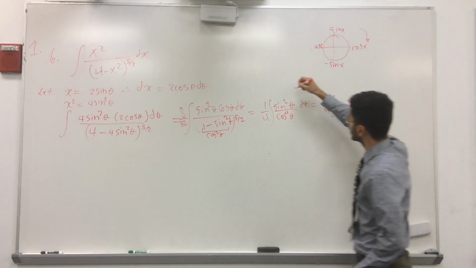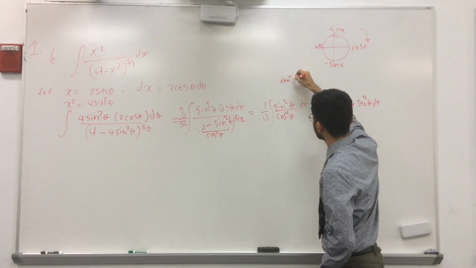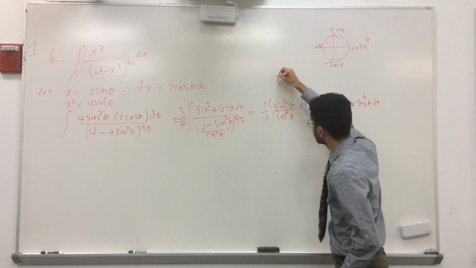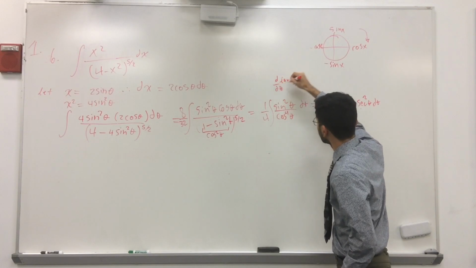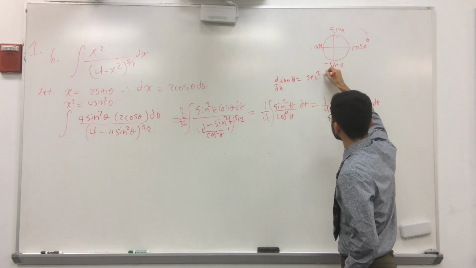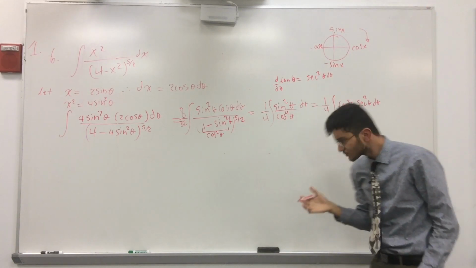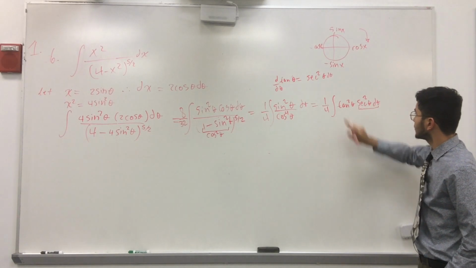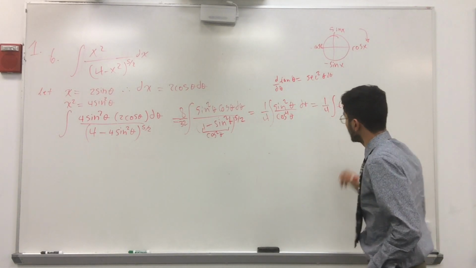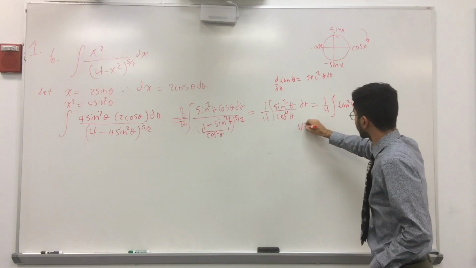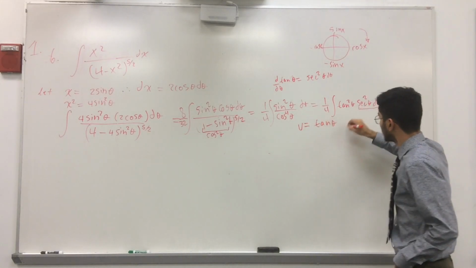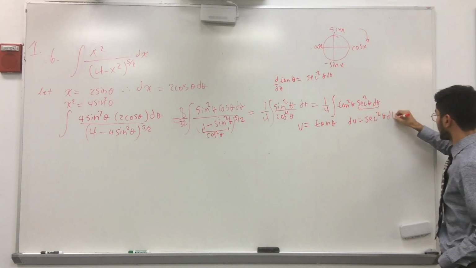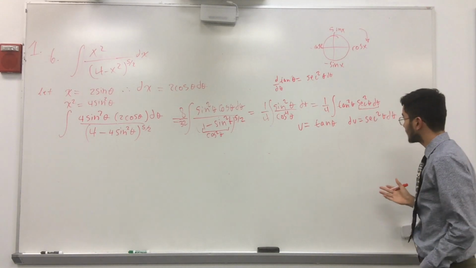Well, we know that if we have tangent theta, and then we take the derivative of tangent with respect to theta, we're going to get secant squared theta d theta. So over here, we got a secant squared theta d theta, and we got a tangent squared. So how about we make the substitution u is equal to tangent theta such that du is equal to secant squared theta d theta. See? Now it's way easier to do it.